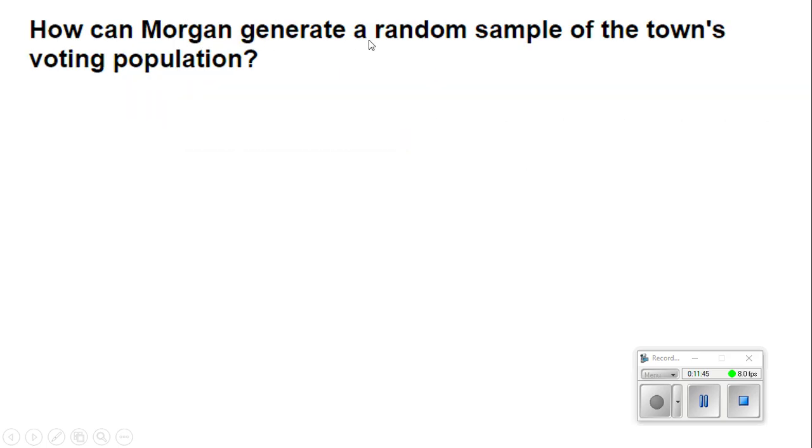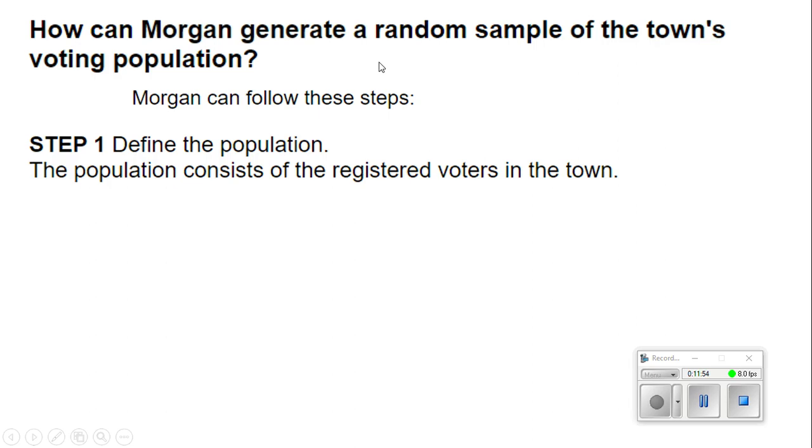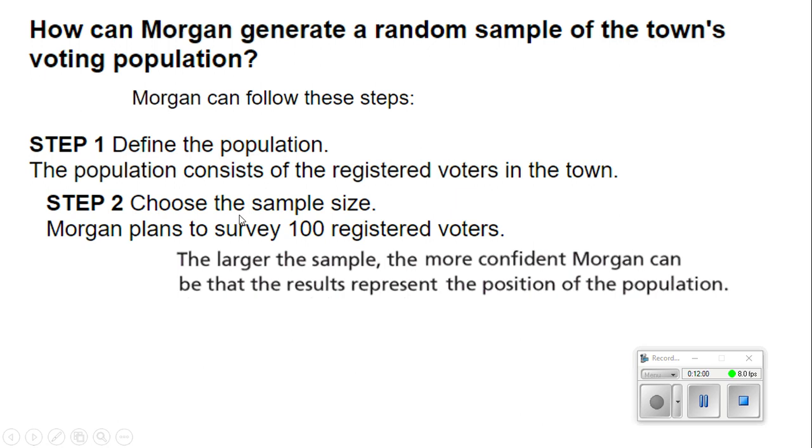How can Morgan generate a random sample of the town's voting population? Morgan can follow these steps. First of all, define the population. The population consists of the registered voters in the town. Next, she could choose the sample size. Morgan plans to survey 100 registered voters.